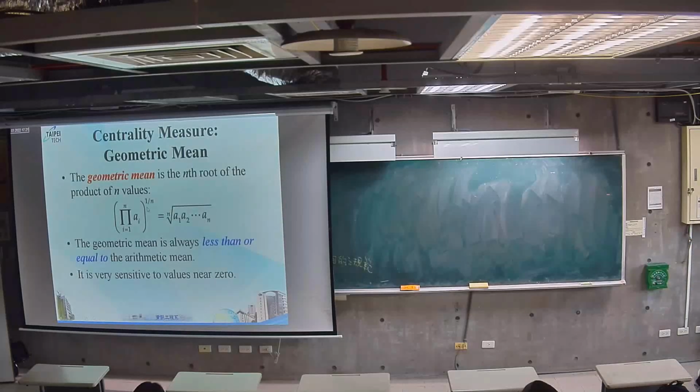Geometric mean, and I think we have learned these properties, right? If you remember, the geometric mean is always less than or equal to the arithmetic mean. Is that right? Something like less than or equal to.